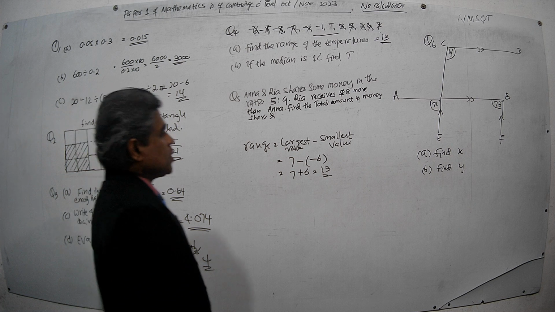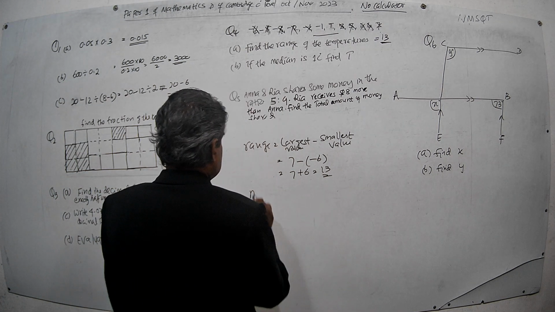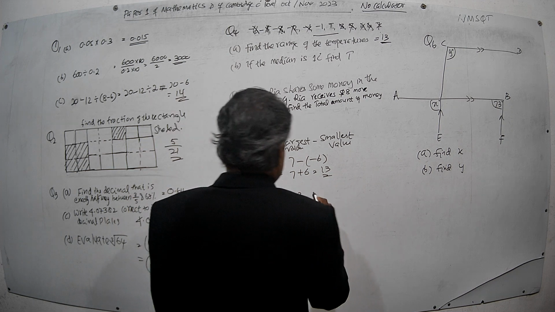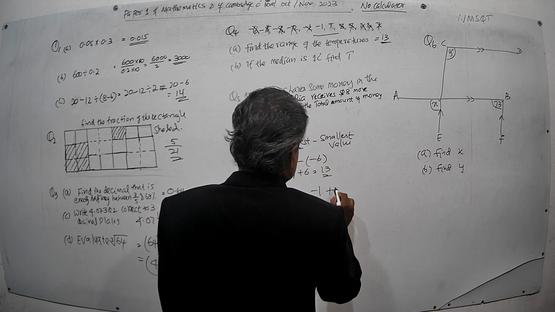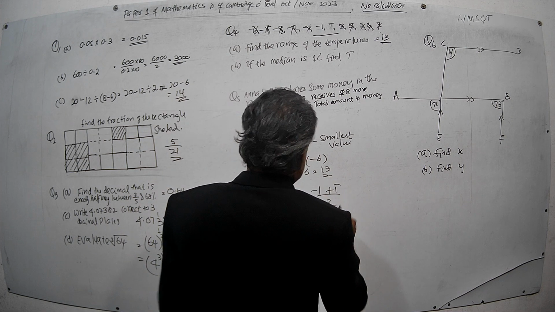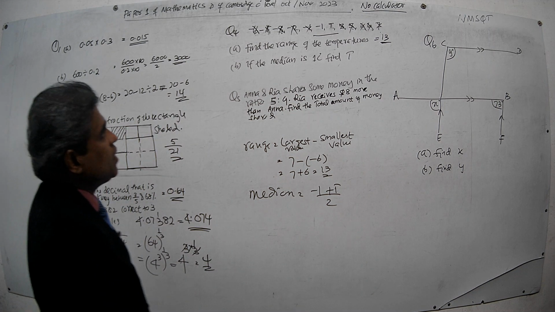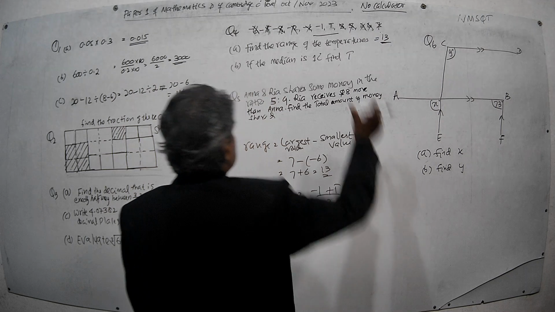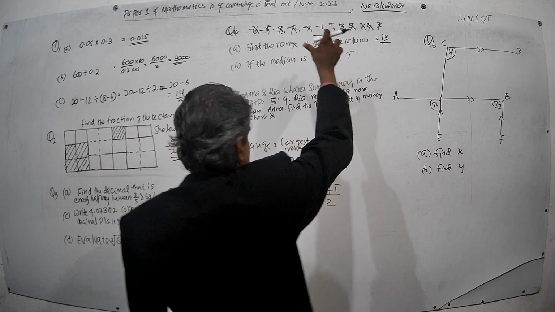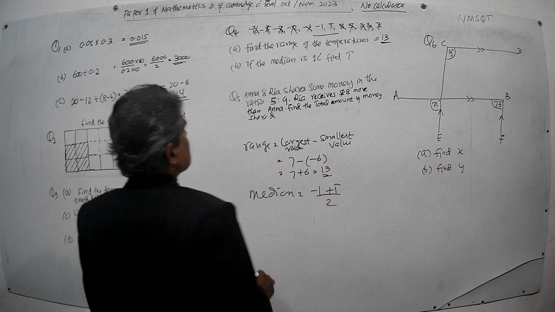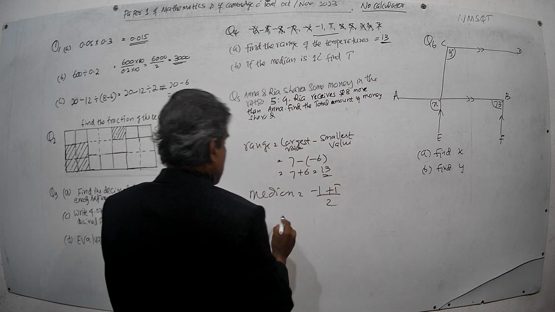When you have two numbers in the middle position, how do you find the median? You add the two numbers and divide by 2, so median equals minus 1 plus t divided by 2. That is how you find the median when there are two numbers in the middle. Now here they have given the median as 1. Therefore this median is 1.